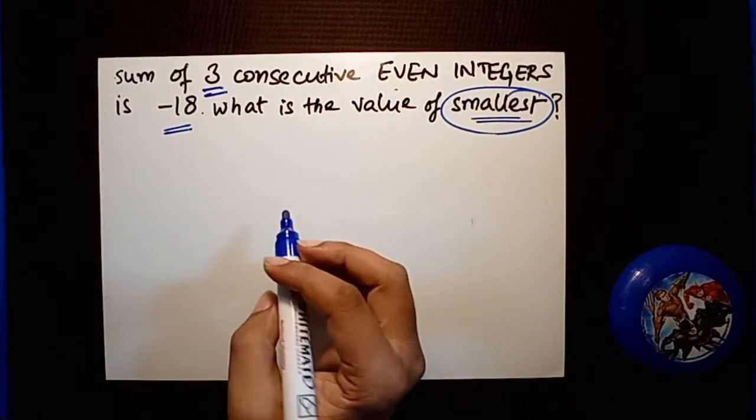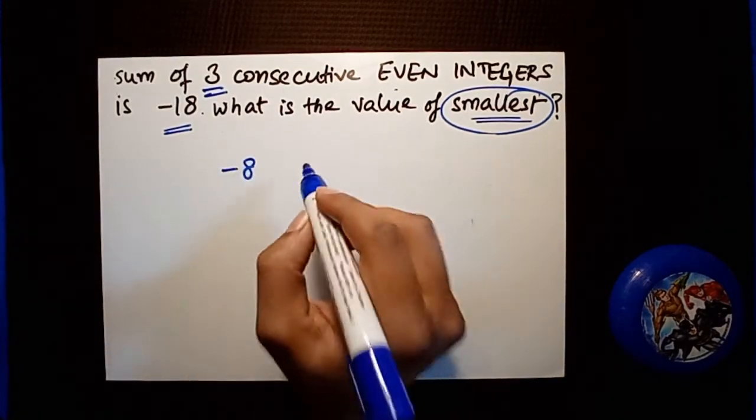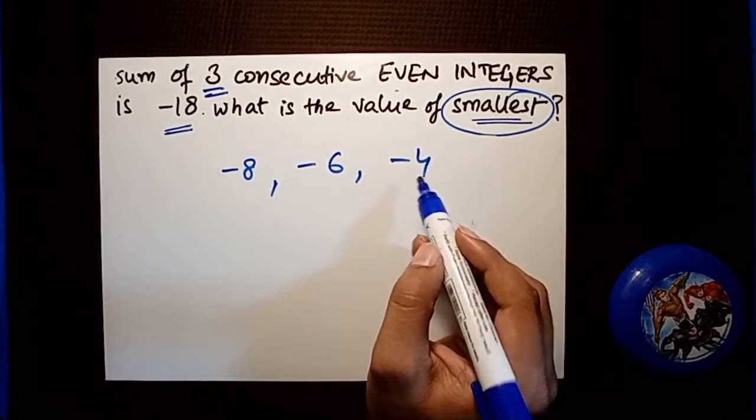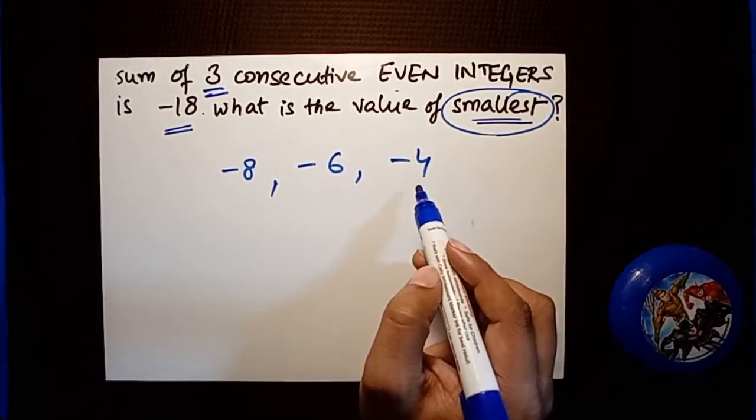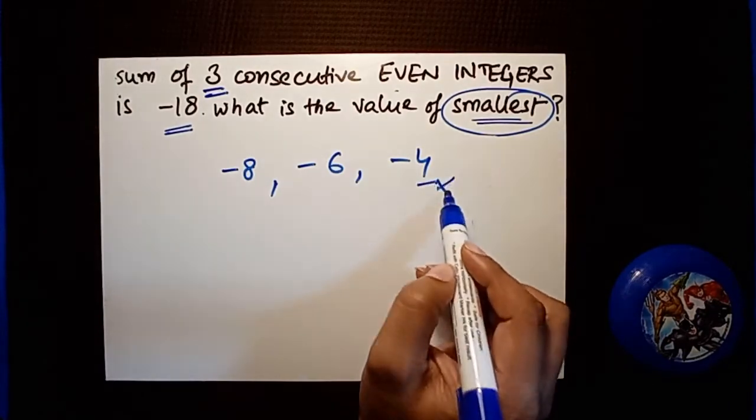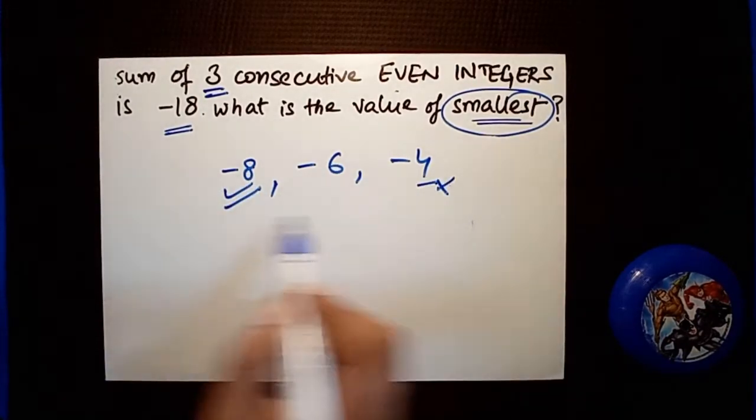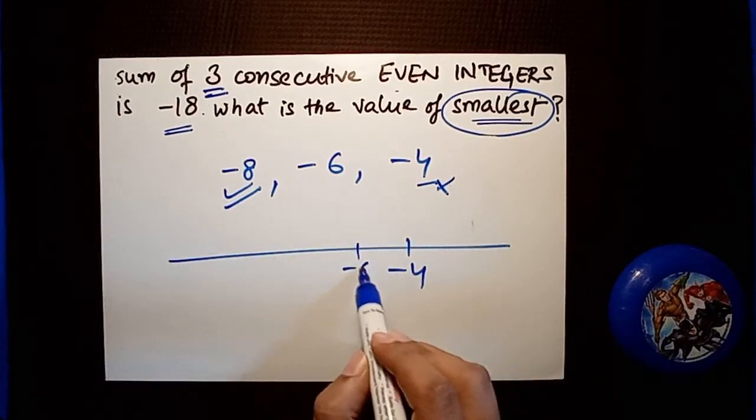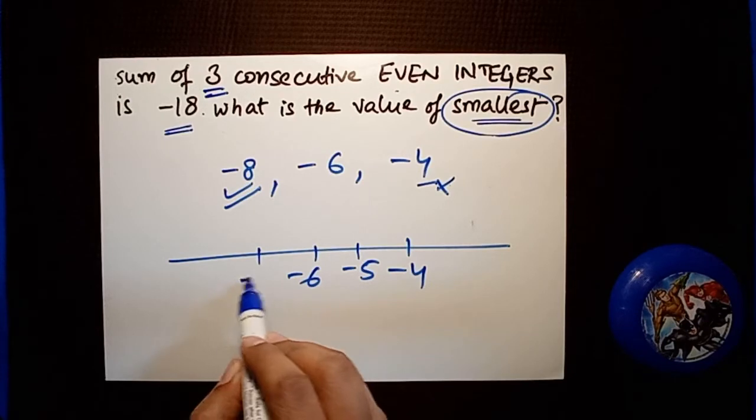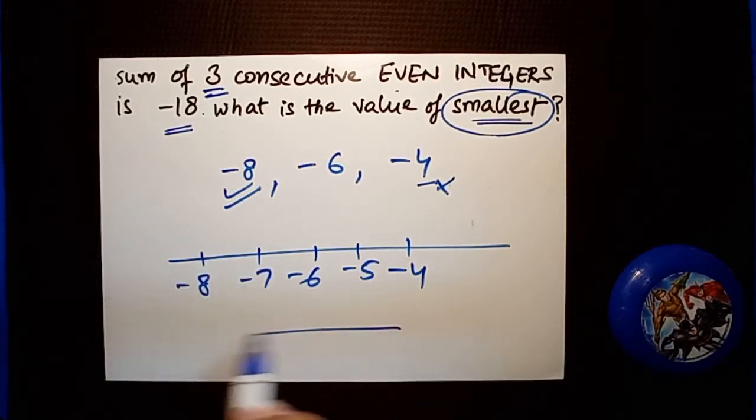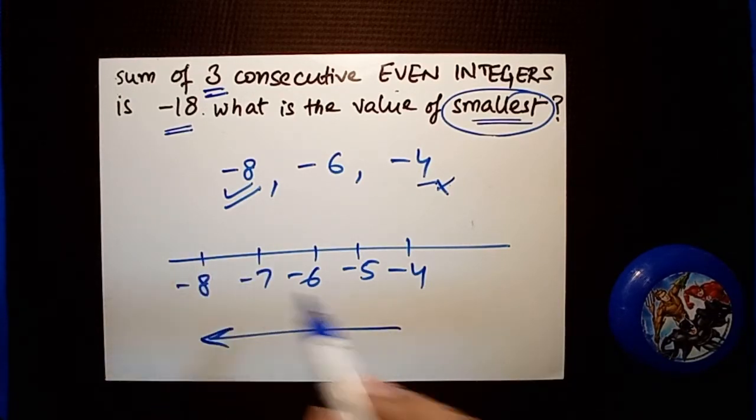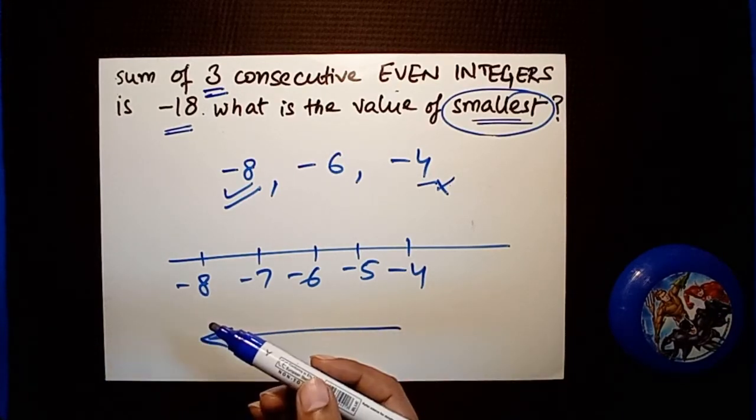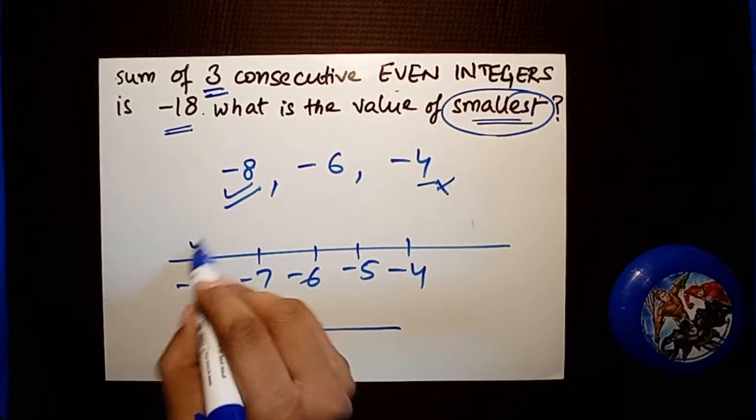Now, two important things. We got our x as minus 8 and the three numbers are minus 8, minus 6, minus 4. We discussed in the beginning which one is the smallest. Not this one. This is the smallest because if this is minus 4, this is minus 5, this is minus 6, this is minus 7, this is minus 8, on this side of the number line. So whichever number is farthest on the left side is the smallest. So minus 8 is my smallest.